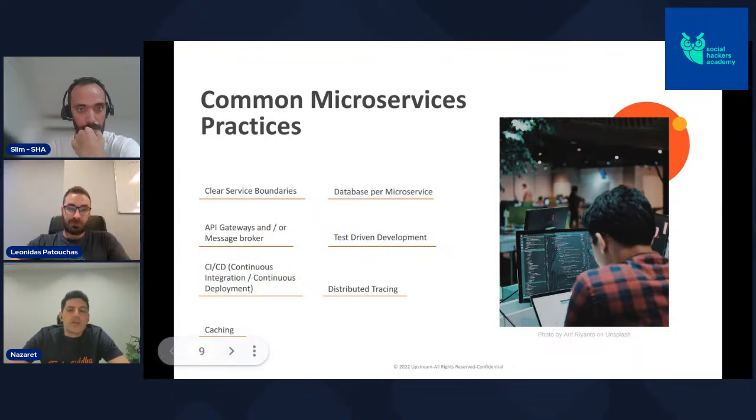All right, so here are some common microservices practices to tackle the challenges that Leonidas mentioned. And these are the practices that we have actually followed at Upstream in our implementation. Firstly, when breaking down the system into multiple microservices, we need to think very carefully about the boundaries of each service. This is far from obvious. It might sound easy, but in a real system, it really isn't. And it's a very important design decision, which is hard to change later.